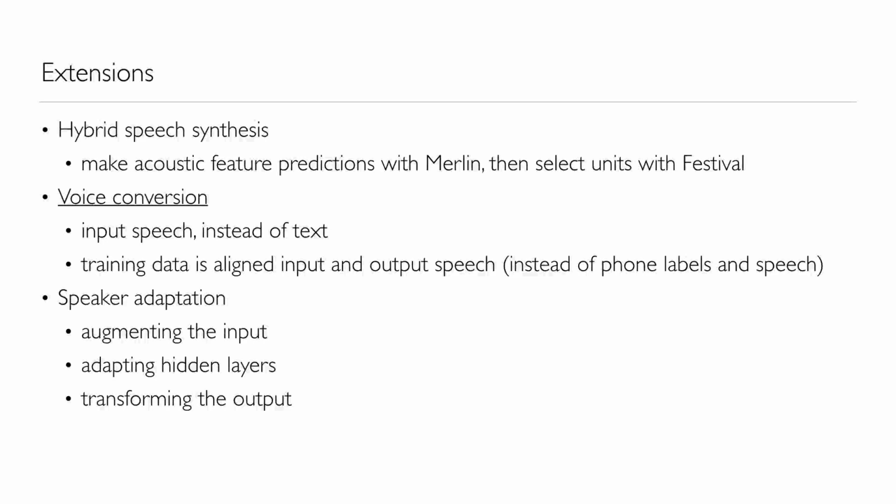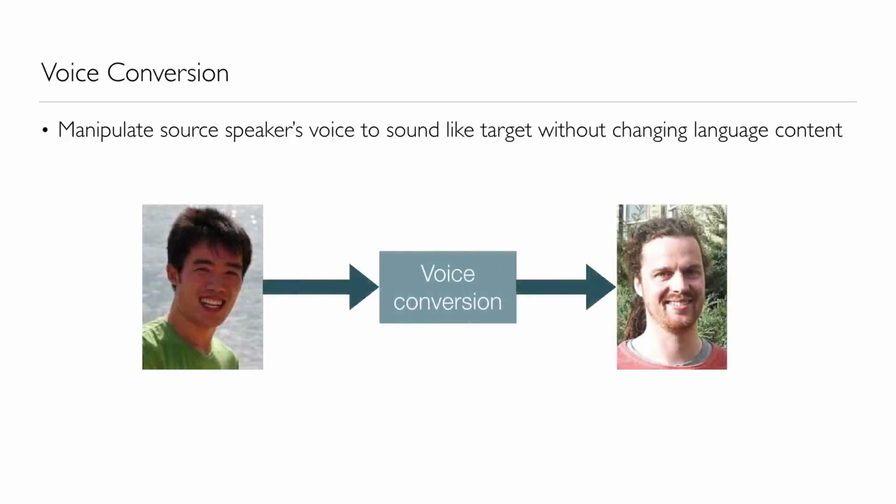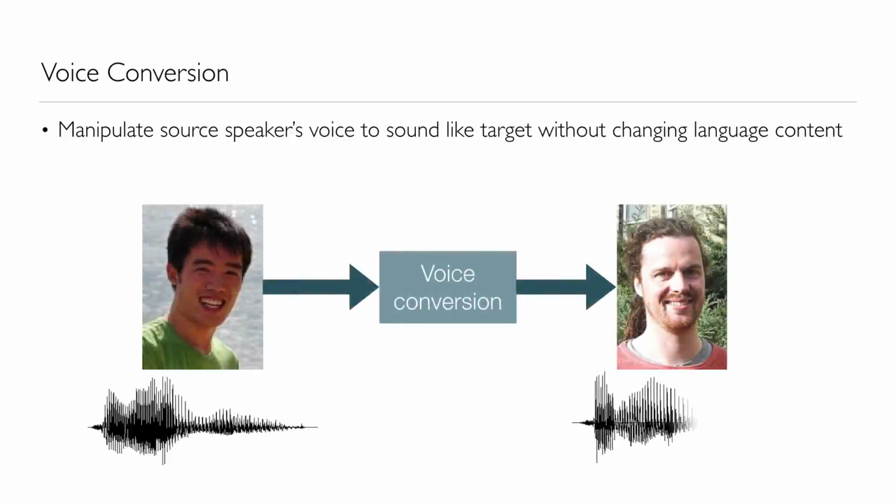The next topic I'm going to talk about is voice conversion. How can we change the Merlin toolkit to do voice conversion? Voice conversion, I think from the name, is very easy to understand. It is to manipulate the source speaker's voice to sound like the target speaker without changing the language content. For example, I can speak one utterance and, through voice conversion, make it sound like Simon. So basically, it's a mapping problem.